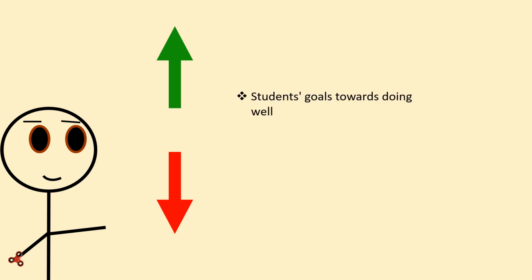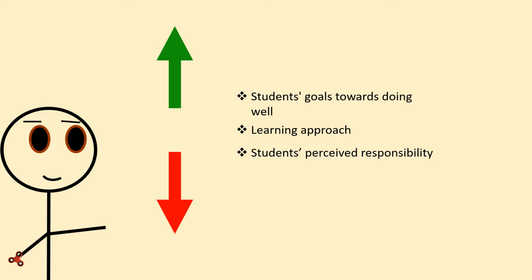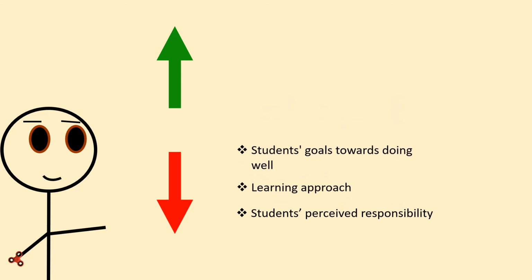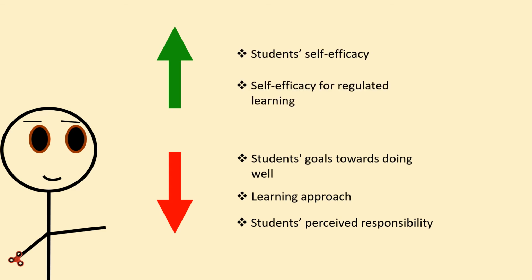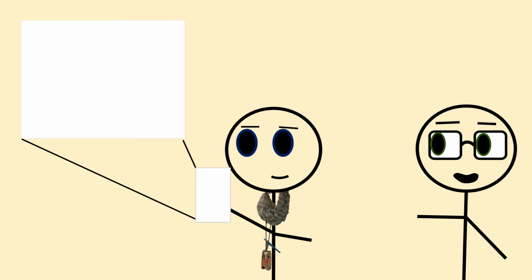Students' goals toward doing well, learning approach, and perceived responsibility didn't meaningfully impact their grades at all. They found it was actually strongly tied to a student's self-efficacy in themselves and the self-efficacy they have for self-regulated learning. When it comes to the teacher survey, there was an overlap in the kinds of questions asked between the students and the teachers, but one distinct thing that was observed was their instructional approach. The three instructional approaches observed were mastery, performance, and responsibility.